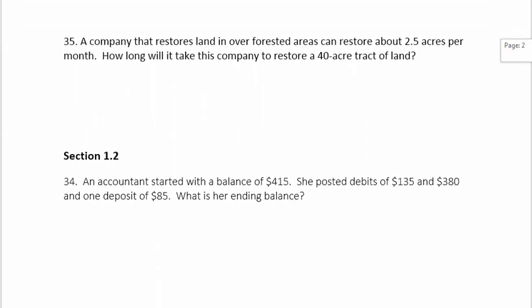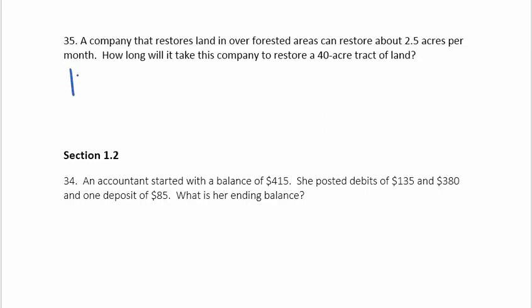Okay, last problem in section 1.1 is 35. A company that restores land in forested areas can restore about 2.5 acres per month. How long will it take this company to restore a 40-acre tract of land? So again, let's think about this. We're restoring land, and in 1 month we can do 2.5 acres.